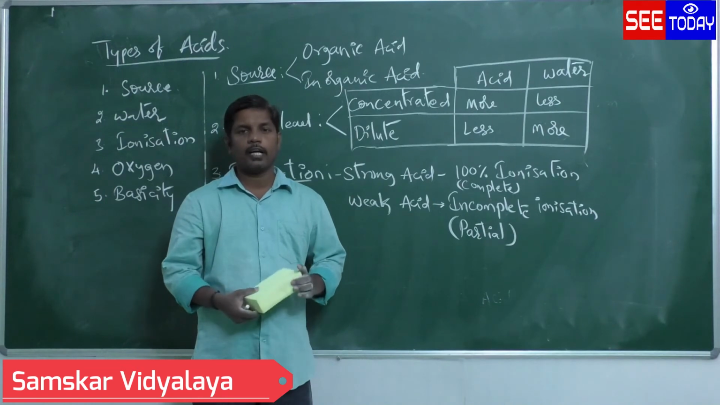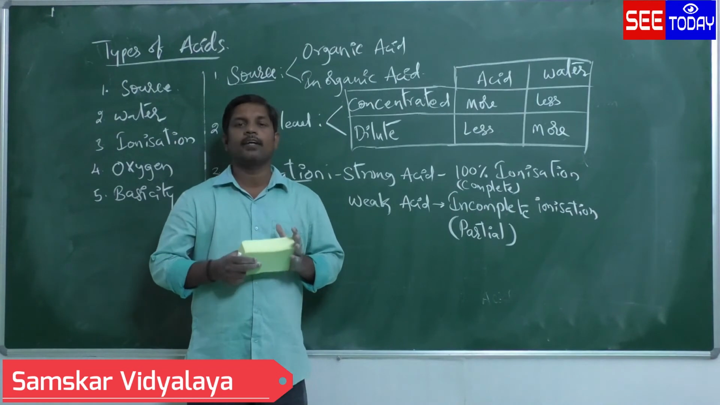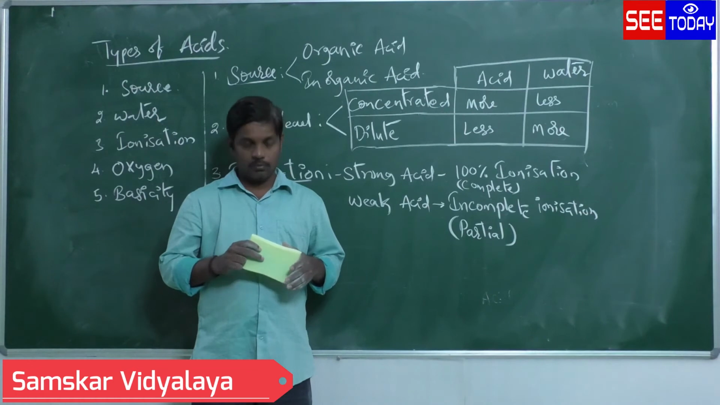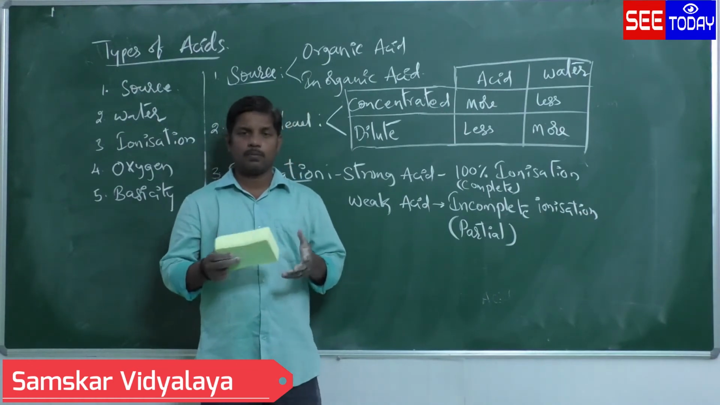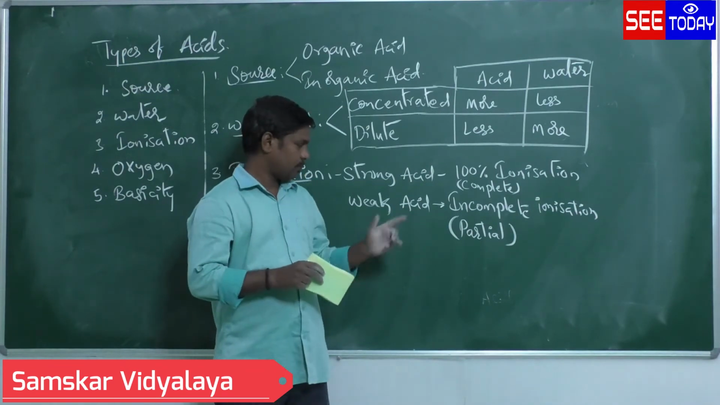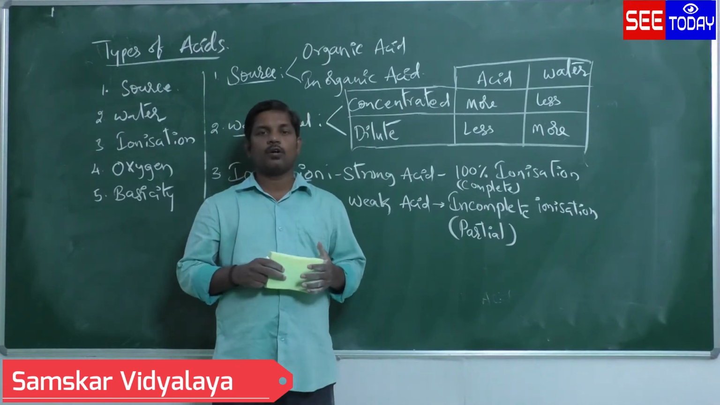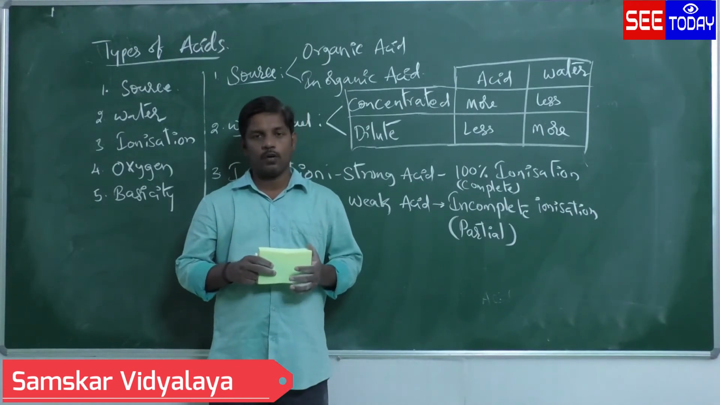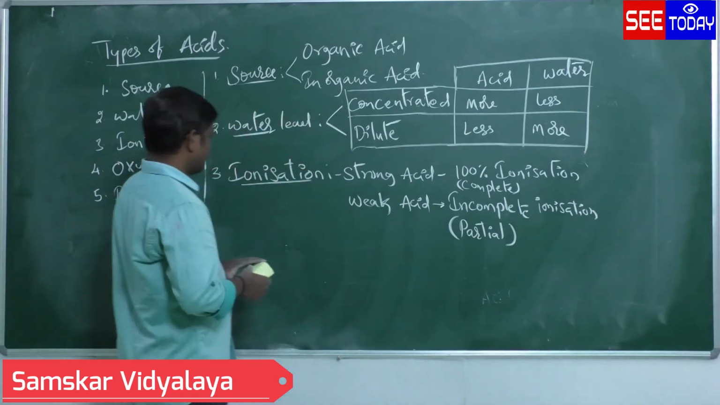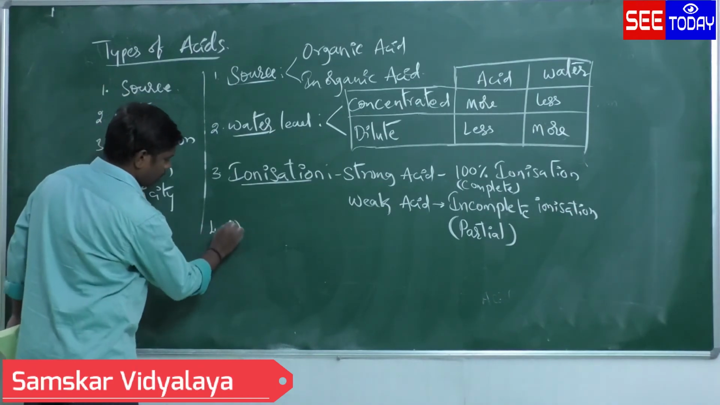Clear? So what is strong acid? Strong acid means the acid which undergoes complete ionization or 100% ionization in water. Or we can also call it furnishes the total number of hydrogens in water. Weak acid means the acid which undergoes partial ionization or incomplete ionization in water, we call as weak acid. Clear?